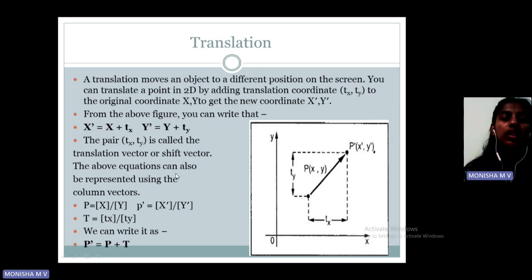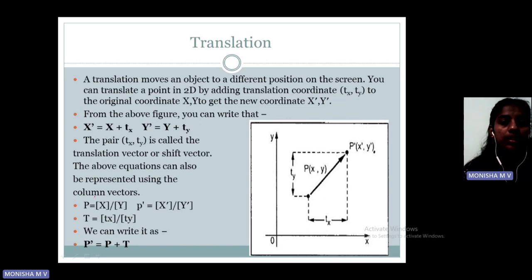The above equation can also be represented using column vectors. We can represent the translation equation as P equals x by y. This is the actual P point, the original point with coordinates x and y. This is the transformed point, that is P dash, with the coordinates x dash and y dash.